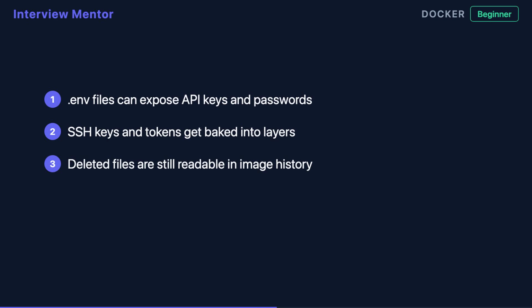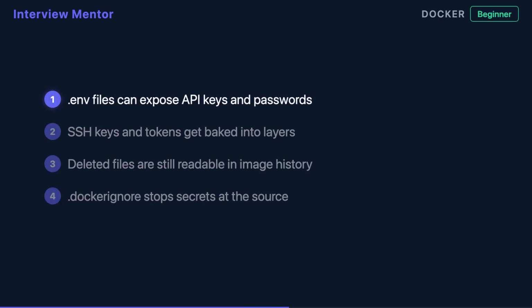The most critical reason, security. If your project contains a .env file, SSH keys, API credentials, or any secrets, they can silently end up baked into your Docker image layers. Even if you delete them in a later layer, those files are still accessible in the image history. A .dockerignore file ensures secrets never enter the build context in the first place.